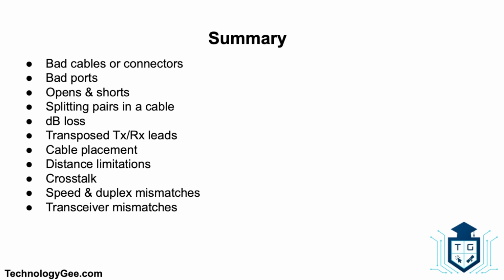All right, so that was my quick little class on wired network troubleshooting, where we talked about bad cables or connectors, bad ports, opens and shorts, splitting pairs in cables, decibel loss, transposed, transmit and receive leads, cable placement, exceeded distance limitations, crosstalk, speed and duplex mismatches, and transceiver mismatches.